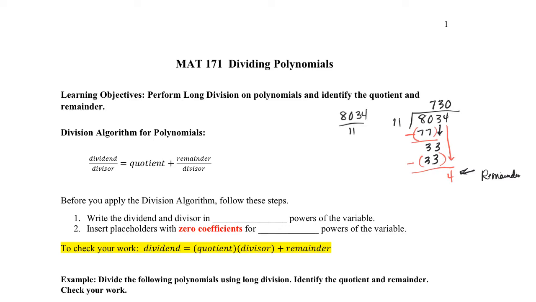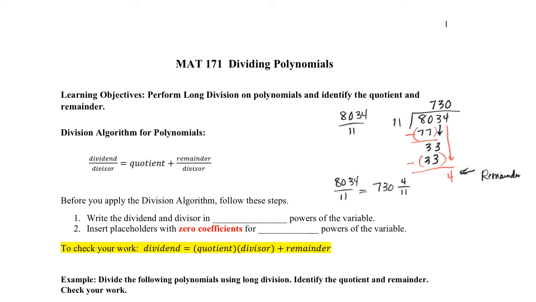So what that tells me is that 8,034 divided by 11 is equal to 730 with a remainder of 4, or 4 11ths. Okay, and so that's my answer. So again, long division, you guys all know how to do this. Now I just need you to keep this process in mind as we translate the same idea to polynomials.